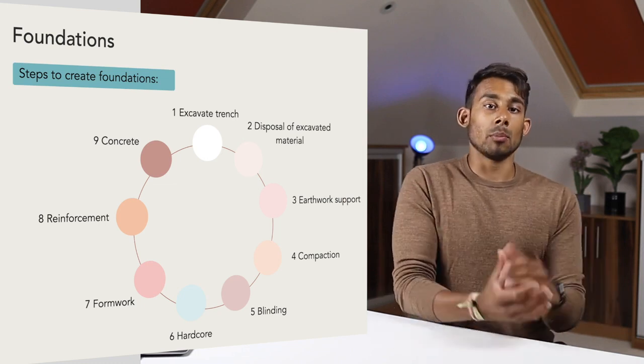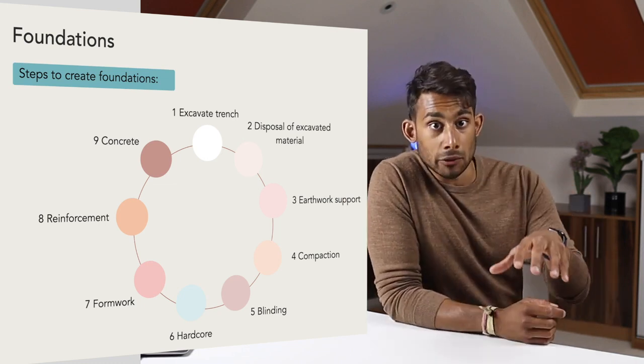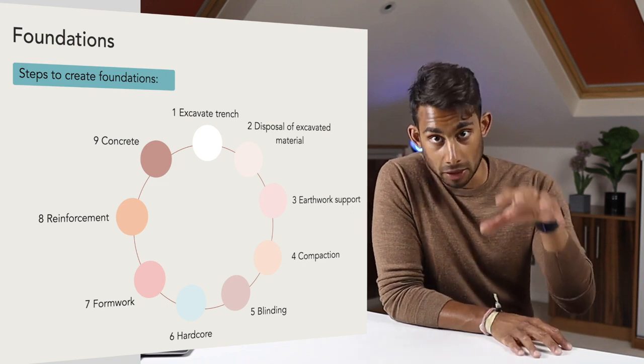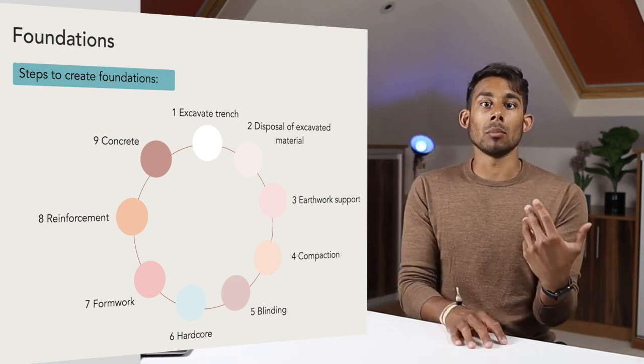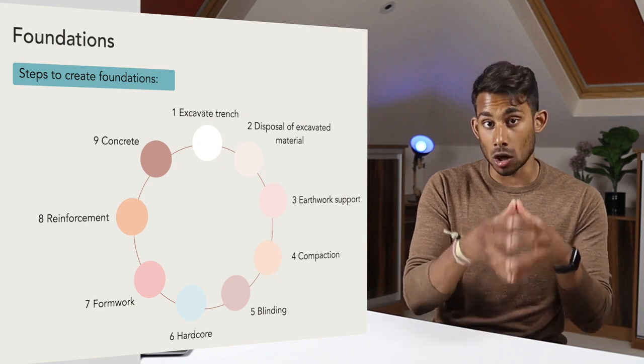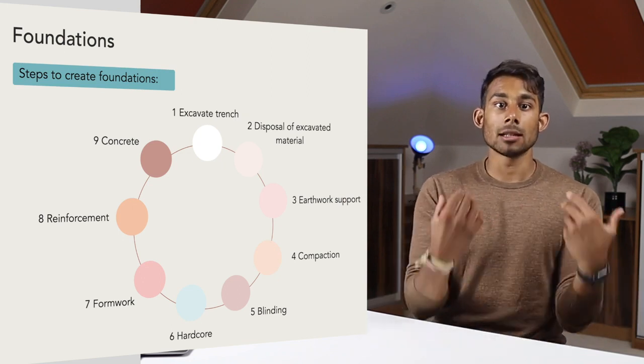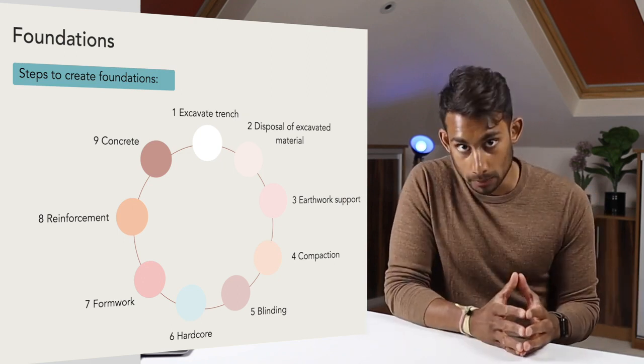The next step would be to build your formwork, which is usually made from well-supported 25 millimeter thick timber planks to keep the concrete in place until it has had the chance to set. The formwork needs to be as deep as the concrete slab will be.